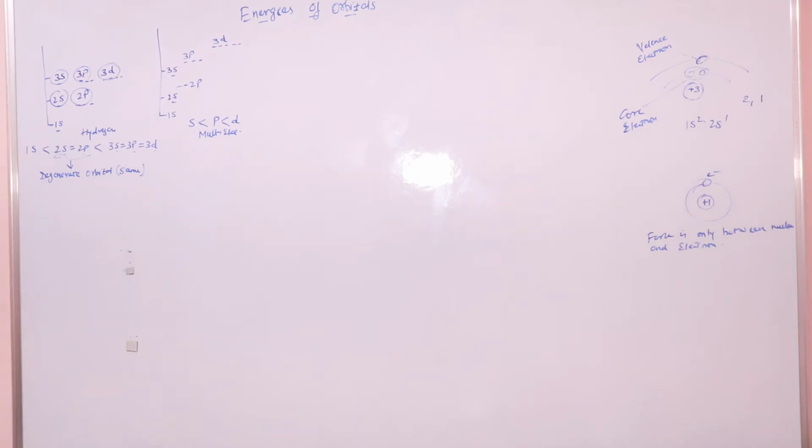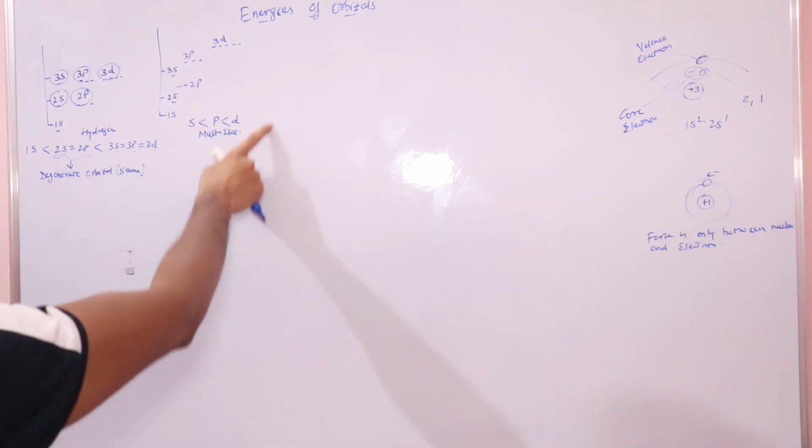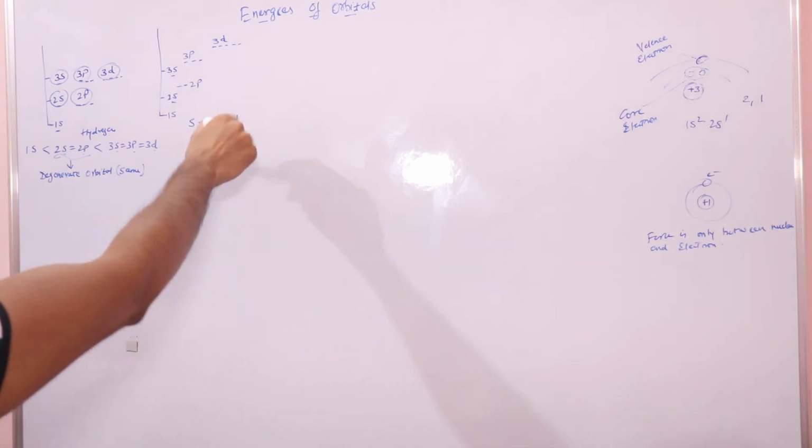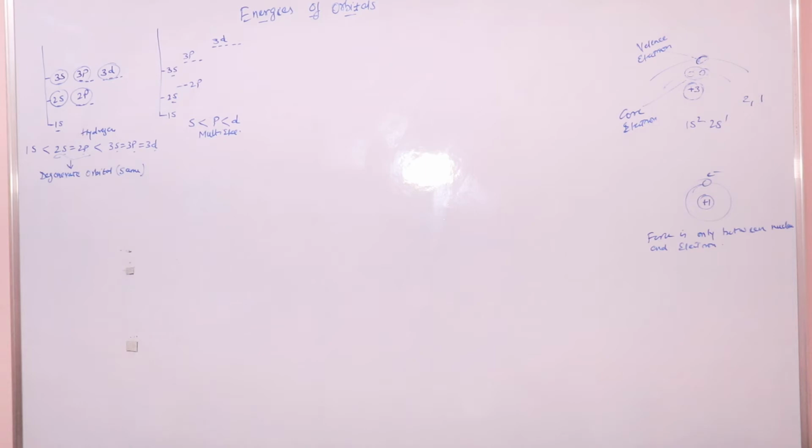So the repulsive interaction is important in explaining this sequence of energy, s is less than p, which is less than d. The repulsive interaction of electrons in the outer shell with the electrons in the inner shell, like I have explained, is important. It is due to these repulsive forces that the energy difference comes between these subshells.